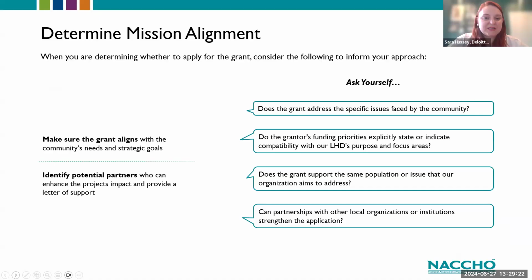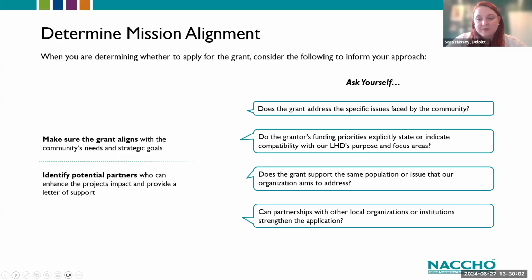So the first thing to do is really to understand that mission alignment. What this comes down to is whether these funds being made available are in alignment with the things that your community needs and the goals that you have as the grantee. It's also important within this phase to identify who those potential partners are that could enhance your project, whether through a letter of support or other partnership agreements, and actually help you execute these items. So here are some questions you all could ask yourself at this phase.